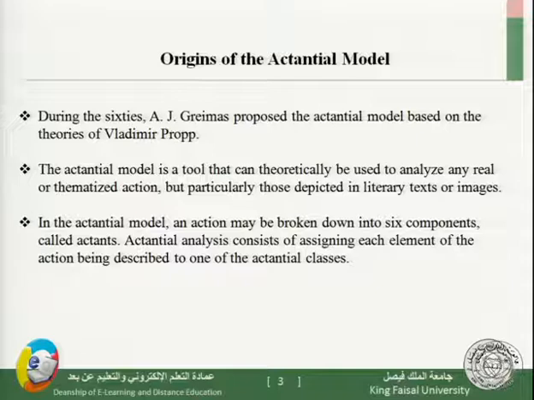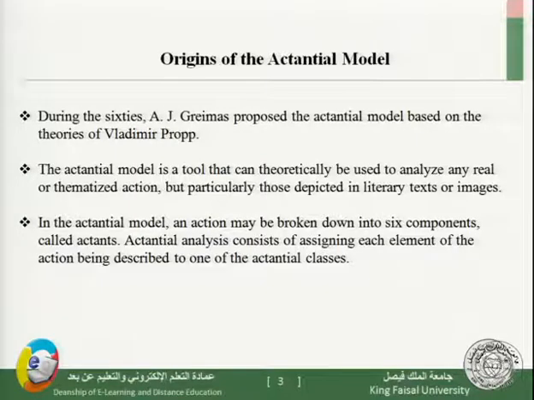Whereas Vladimir Propp's model only applied on folk tales, right? And we couldn't apply Propp's model even on literature, because literature is too unpredictable. But the actantial model applies on all literature and even on real life. Let's see how that works.